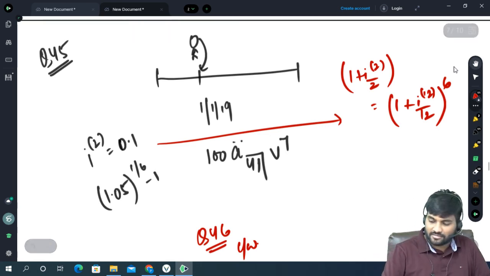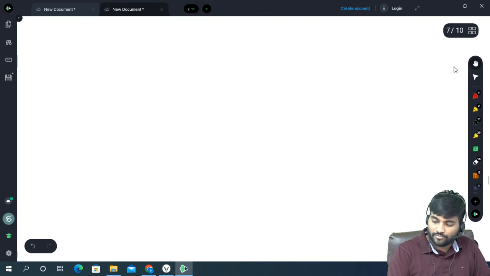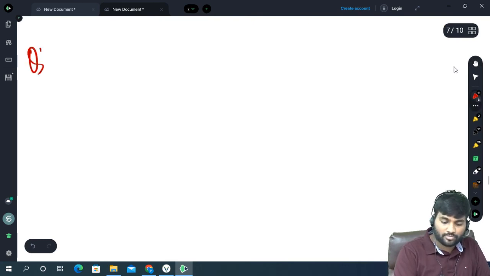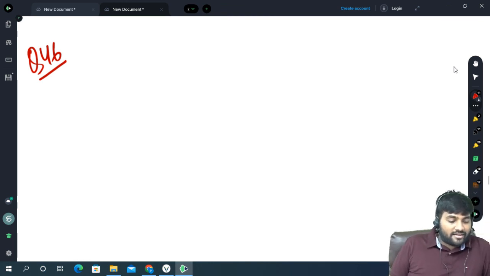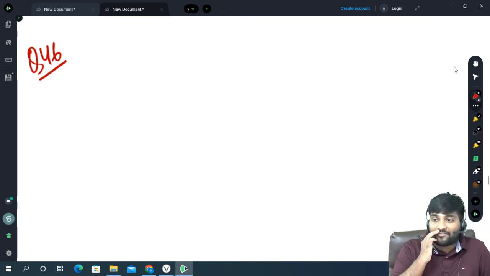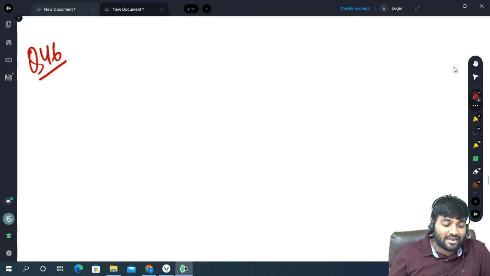Question number 46. Payments of 1000 per annum are payable quarterly in arrears. Now they have twisted the question. Now the payment is 1000 per annum payable quarterly in arrears from 1-1-20 to 31-12-25. From 1-1-20. So for how many years? Wrong. 6 years. 20, 21, 22, 23, 24, 25.